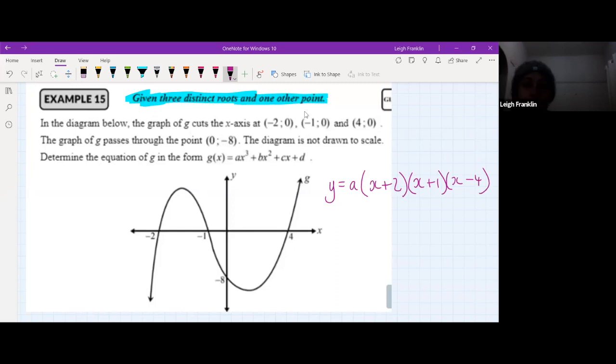As always, we cannot make the assumption that the value of a is 1. We have to calculate the value of a. So that's going to be our first job, working out the value of a. Now what we can do is sub in the y-intercept. So y is -8 when x is 0.